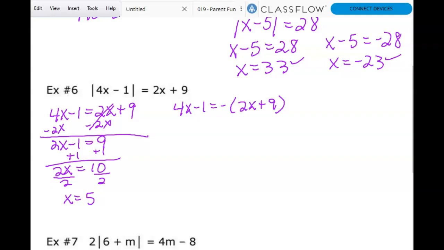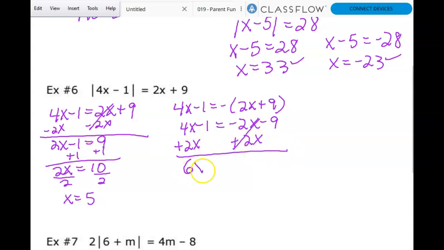So to do the next one, what do I have to do? Distribute the negative. So if I start with that, I do 4x minus 1 equals minus 2x minus 9. We get x equals a negative 4/3.